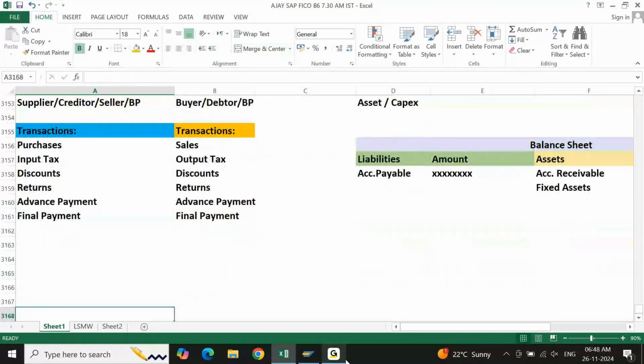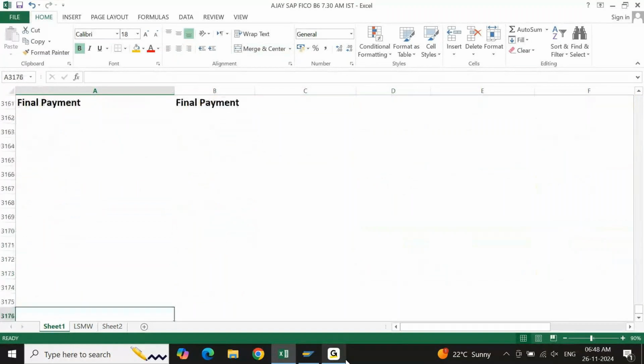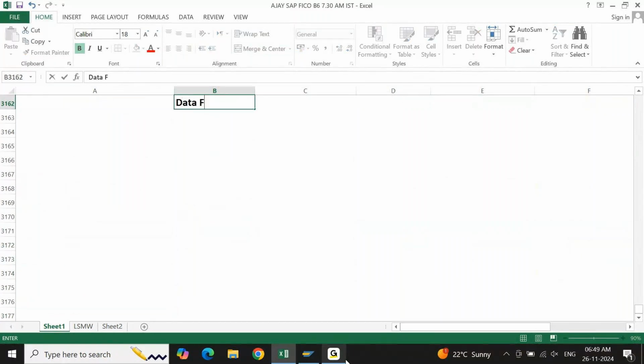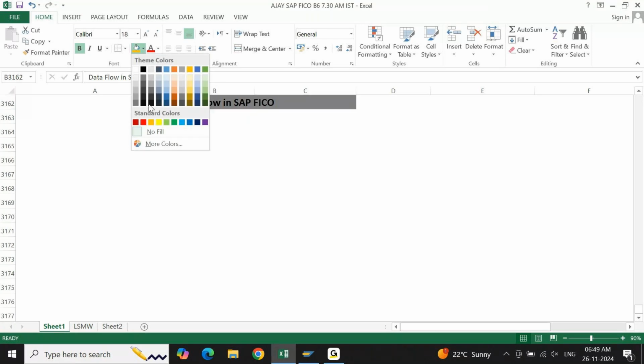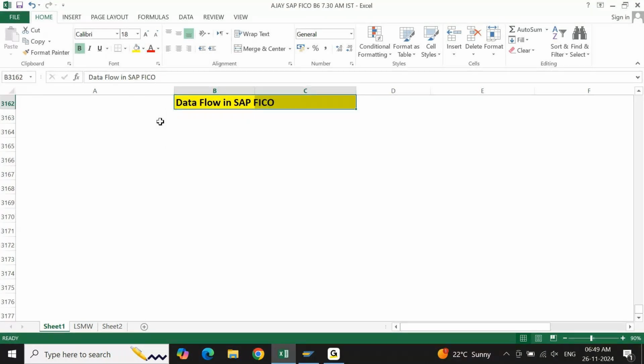Next point, immediately what we need to understand, this is common for all, data flow in SAP FICO. Whenever we are talking about data flow in SAP FICO, this is something that we already understood. Right? What is the data flow that we understood in SAP FICO before?